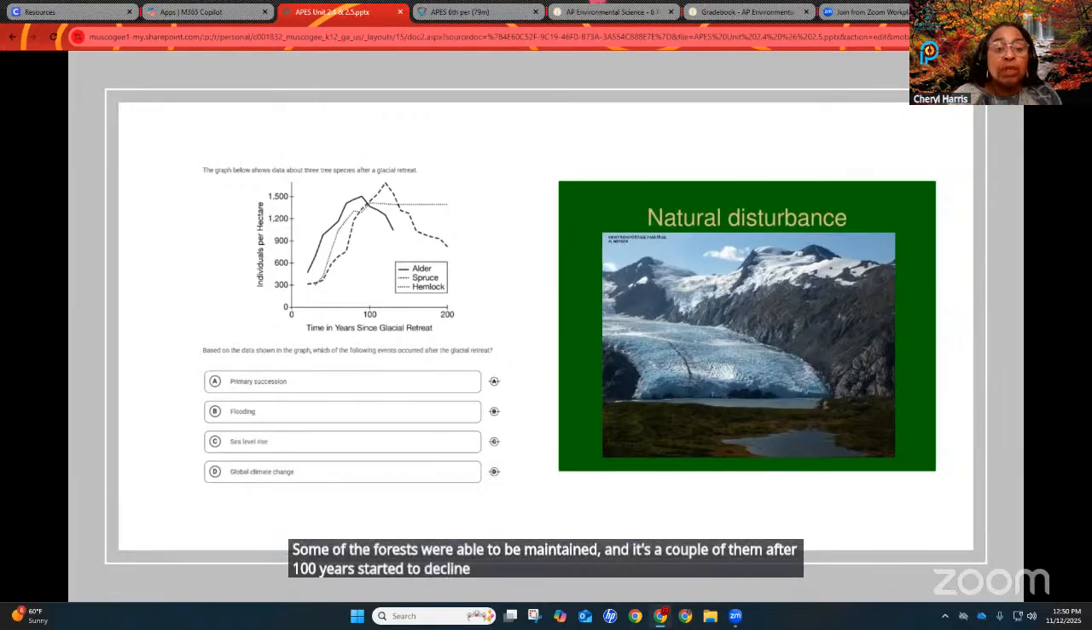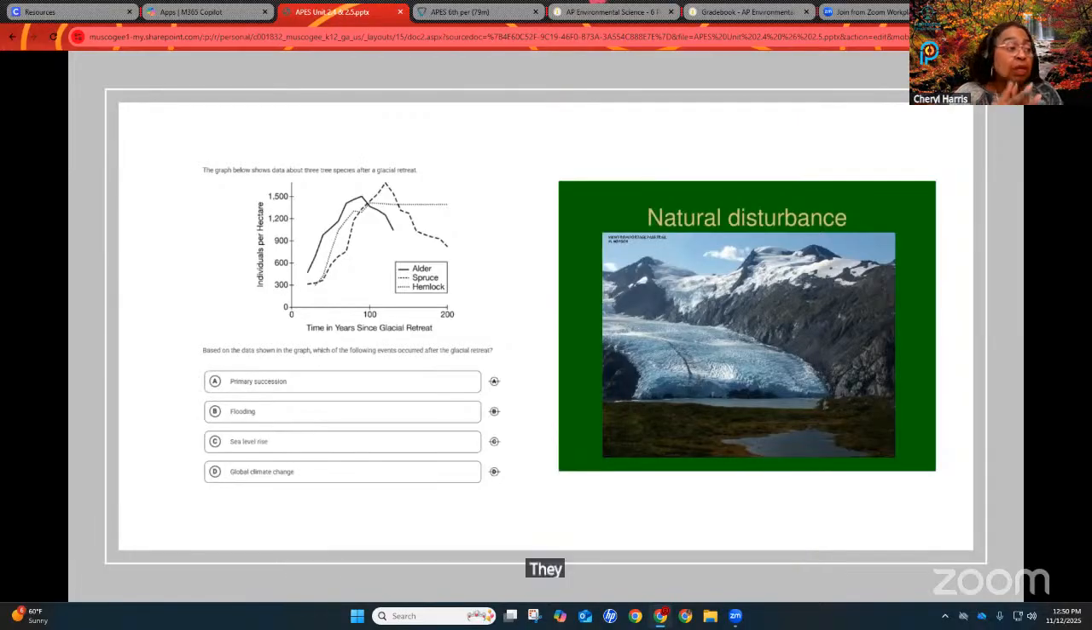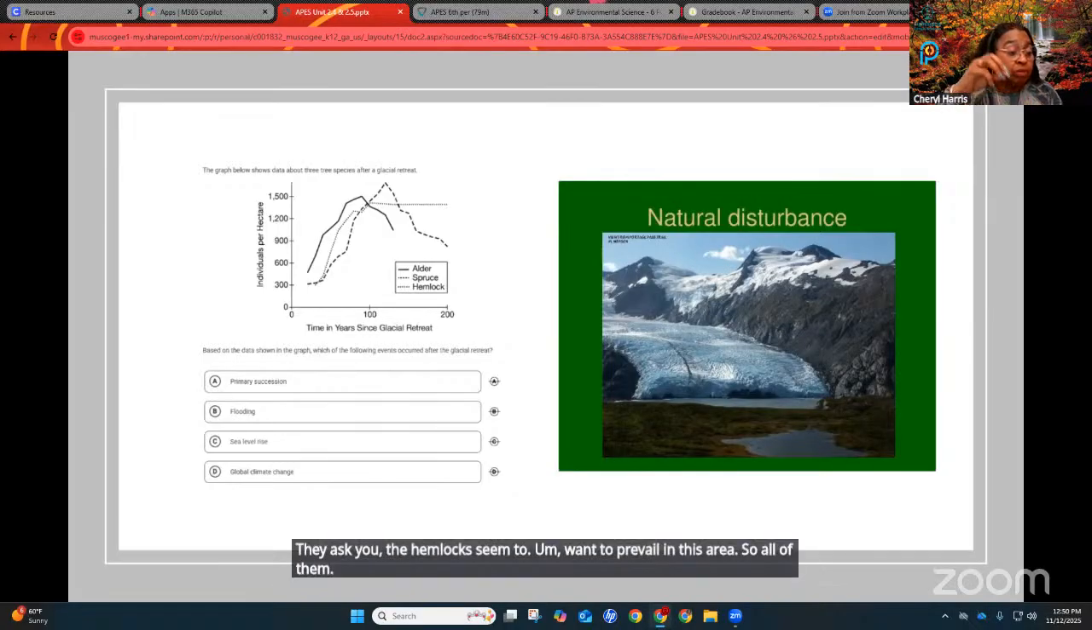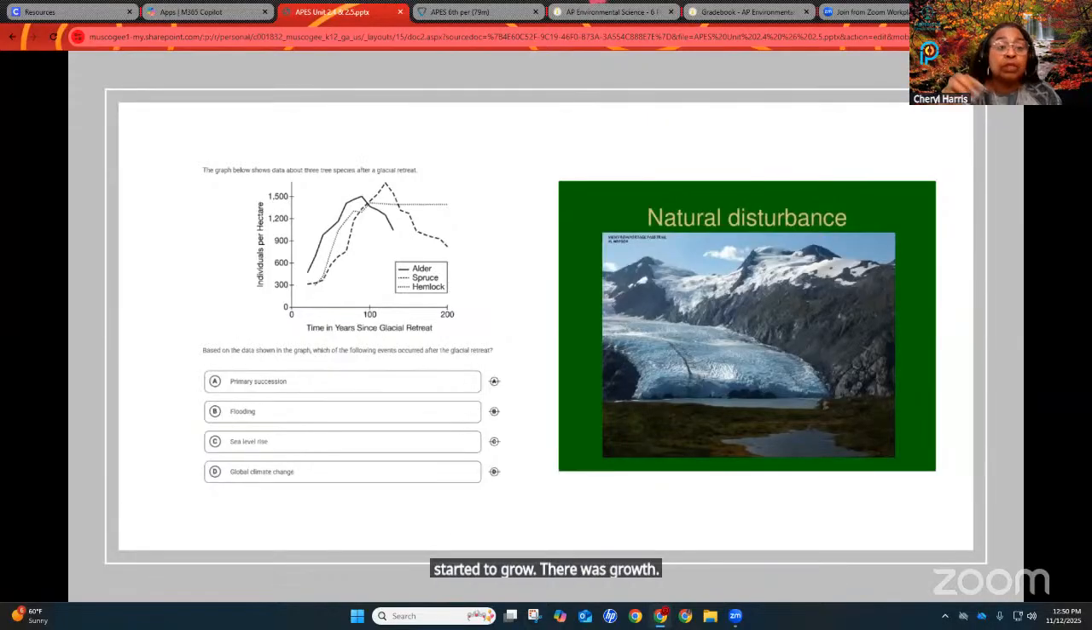So in that area, even if they didn't ask this, but if they ask you, the hemlocks seem to want to prevail in this area. So all of them started to grow. There was growth after the glacier. All three species grew after the glacier retreated.